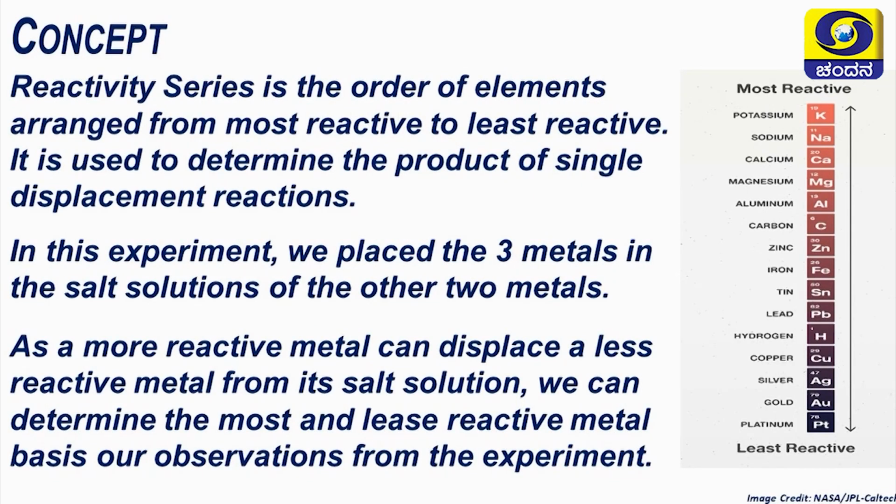Reactivity series is the order of elements arranged from most reactive to least reactive. It is used to determine the product of single displacement reactions. In this experiment, we place the three metals in the salt solutions of the other two metals. As a more reactive metal can displace a less reactive metal from its salt solution, we can determine the most and least reactive metal based on our observations from this experiment.